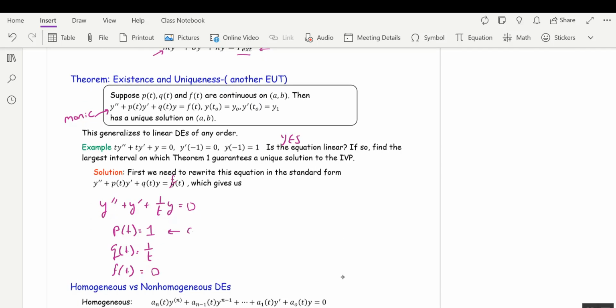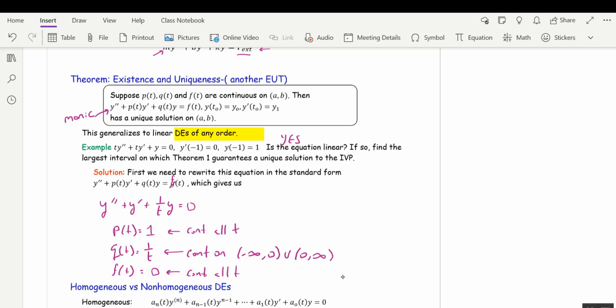So this guy is continuous for all t. No problems there. Same with this guy. This guy is not. This guy's continuous on any t not equal to 0. So you can go from negative infinity to 0, or you can go from 0 to infinity. Now, we have to choose which interval we want.